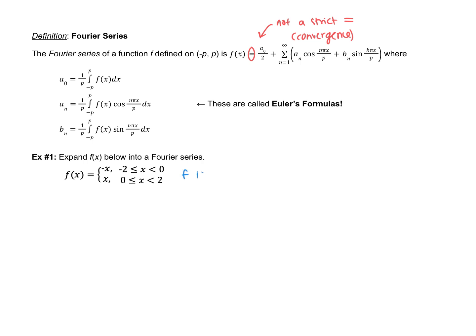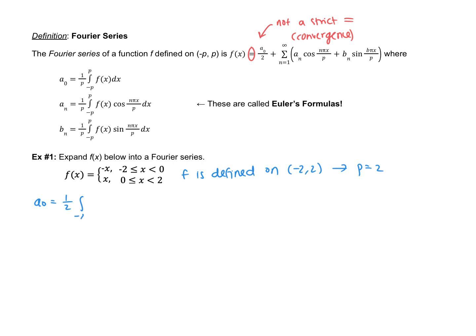So if f is defined on negative 2 to 2, that tells us that our p-value is 2. If I start with my a of 0, we have the formula above, so I'm going to get 1 over 2. Now, because it's a piecewise, I'm going to have two different integrals.